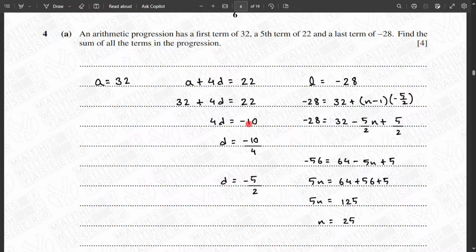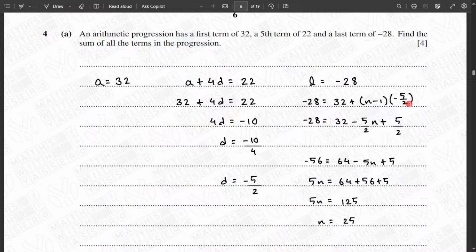That means 4d is equal to negative 10, so 22 minus 32 will give you negative 10. That means d should be negative 10 over 4. Simplifying it, we will get d is equal to negative 5 by 2. Now for the last term, we know the last term is negative 28 and a is 32.